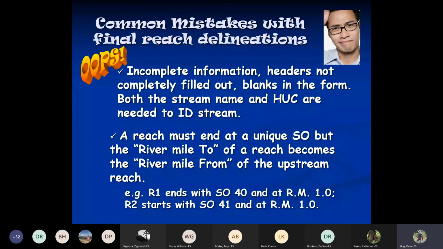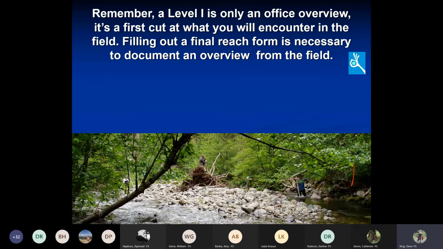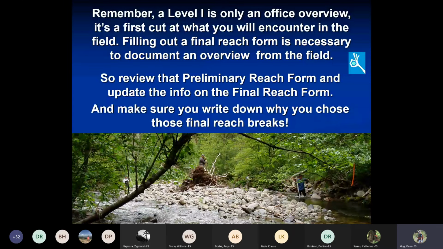Remember that the level 1 is just an office overview. It's just a first cut of what you're going to encounter in the field. So filling out a final reach form is necessary to document an overview from the field. It's another overview for biologists and others looking at the data. It gives us a framework for the data. So review that preliminary reach form and update that info on the final reach form, and make sure you write down why you chose those final reach breaks.